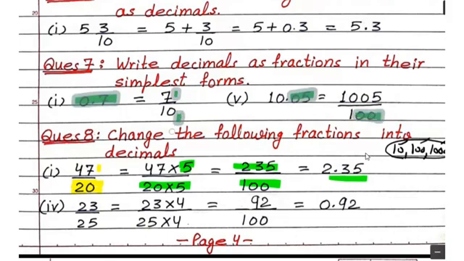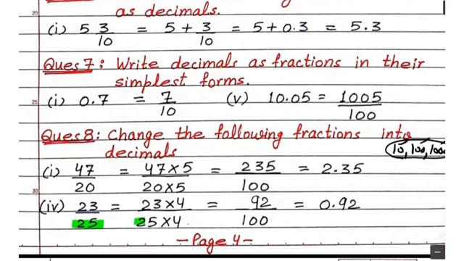Now children, see the fourth part of the same question. What we have to do here is, the denominator is 25. So 25 fours are 100. So similarly, we multiply the numerator also with 4. So the answer is 92 upon 100, that is 0.92. Is it clear to everyone now?